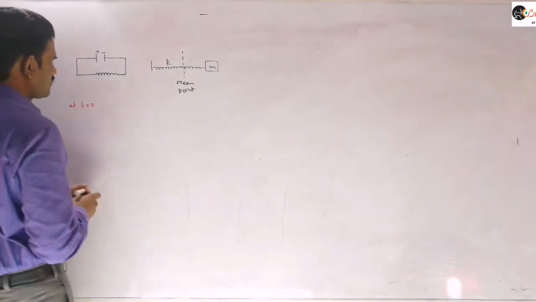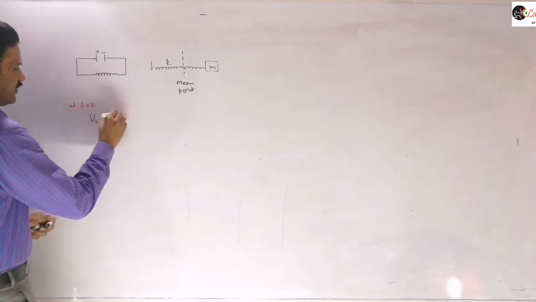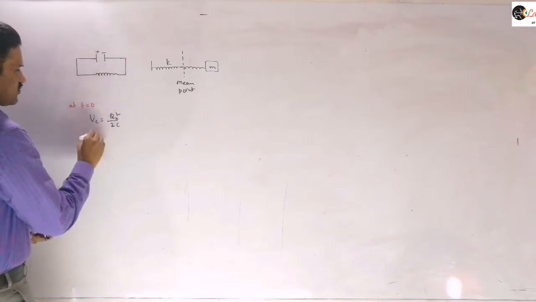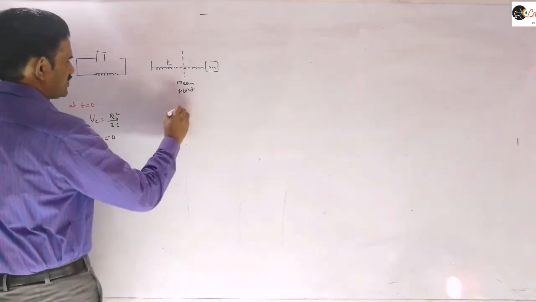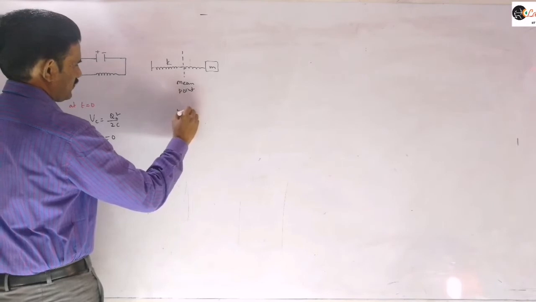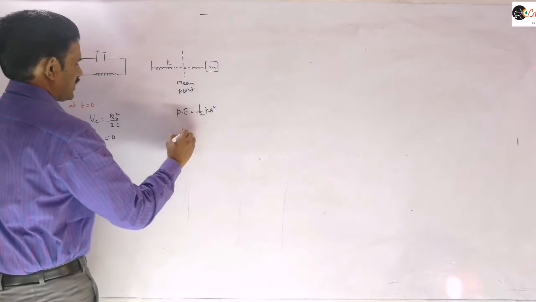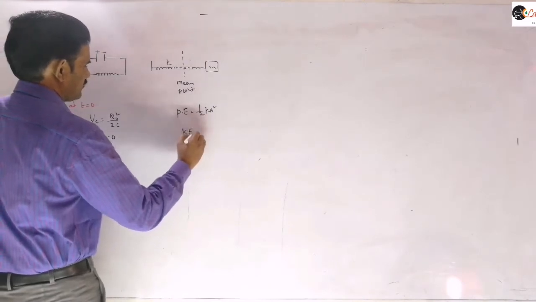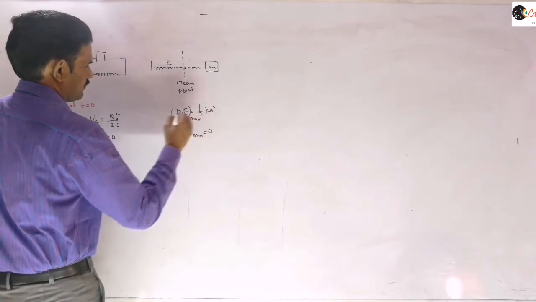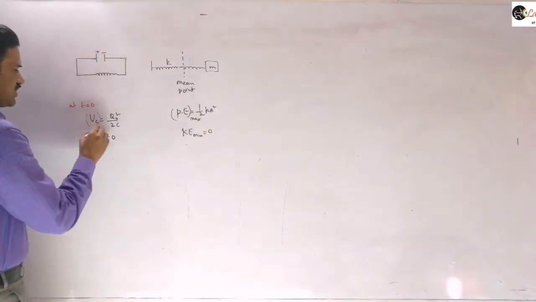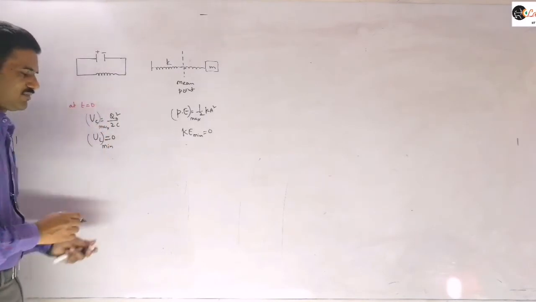At t equal to 0, the energy stored in the capacitor will be q naught square by 2C, and the energy stored in the inductor will be 0. Correspondingly, in the spring block system the potential energy, half k a square, is maximum, and the kinetic energy will be minimum. The energy stored in the capacitor is maximum, so the energy stored in the inductor will be minimum.